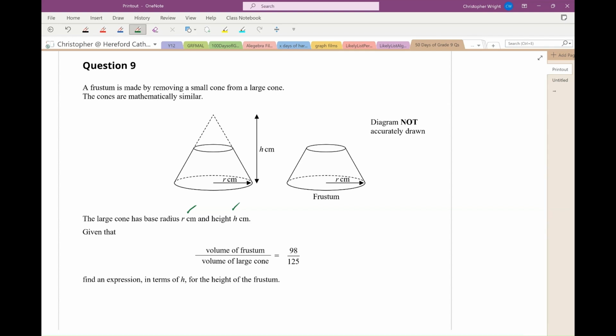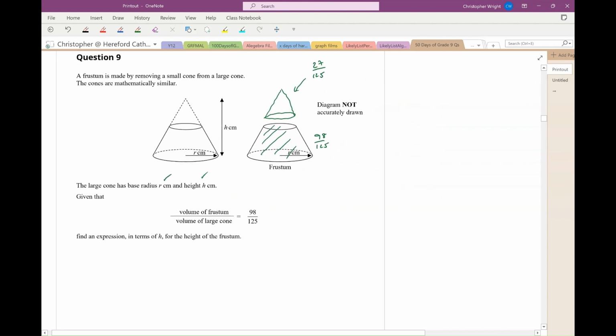It's all very well looking at the volume of the frustum as a fraction of the volume of the large cone, but the frustum and the large cone aren't similar, are they? It'd be much more pertinent to look at the volume of the cone that's being cut off and the volume of the large cone. If the volume of the frustum is 98/125ths, then the volume of that small cone on the top must be the remainder, 27/125ths.